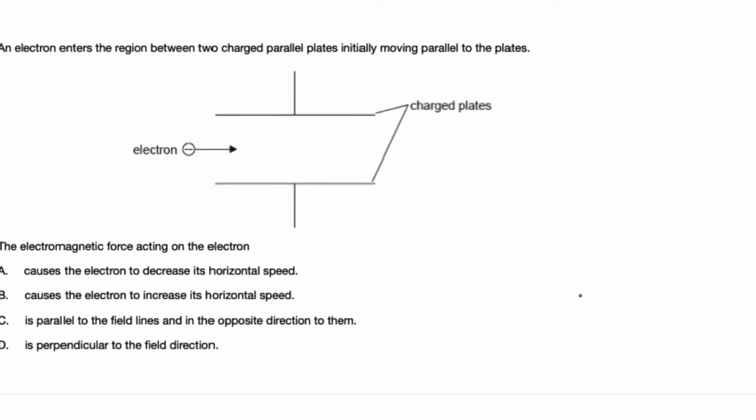An electron enters the region between two charged parallel plates, initially moving parallel to the plate. The electromagnetic force acting on the electron causes the electron to: decrease horizontal speed, increase horizontal speed, be parallel to the field line and in the opposite direction of them, or be perpendicular to the field line. Okay, so how do we solve this problem?